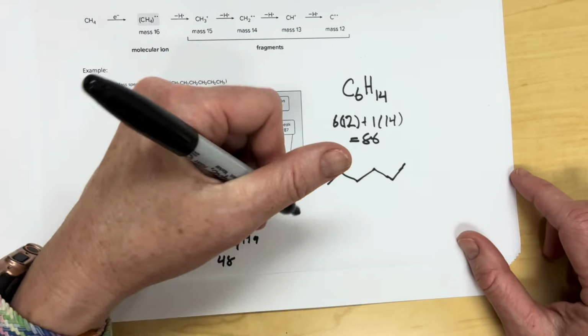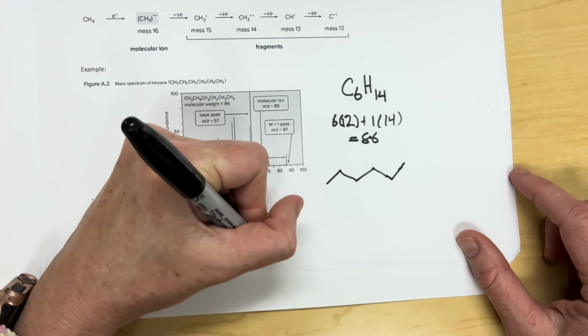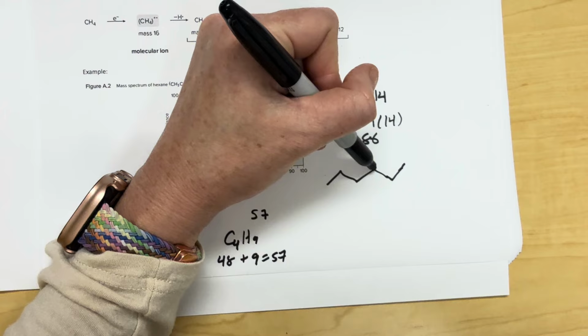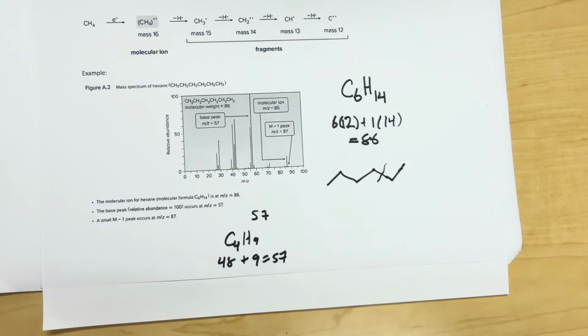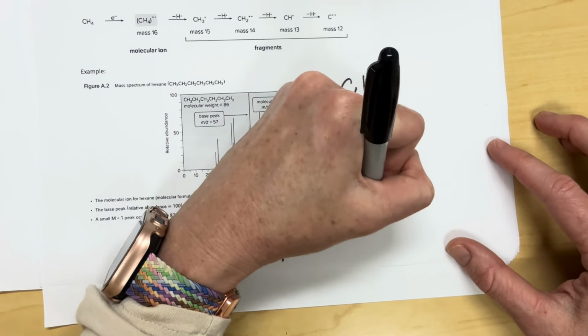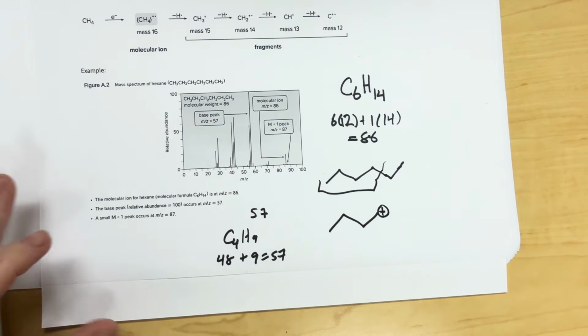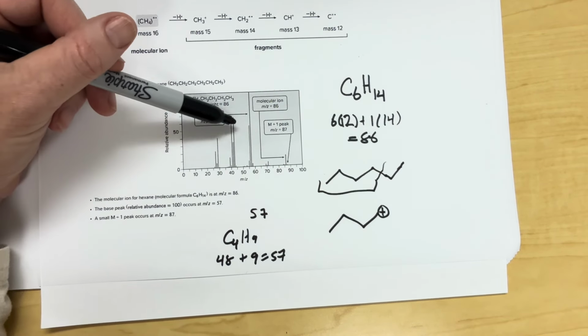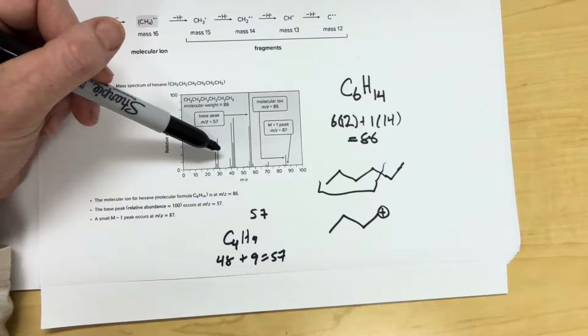4 carbons and 9 hydrogens would give us 57. So it broke somewhere, 1, 2, 3, 4, right there, where it had 4 carbons and 9 hydrogens. So that happened to be the most stable fragment of this thing, is that one. Okay. So it gives us little contextual clues. You could find out this mass and that mass, and it would be various fragments.